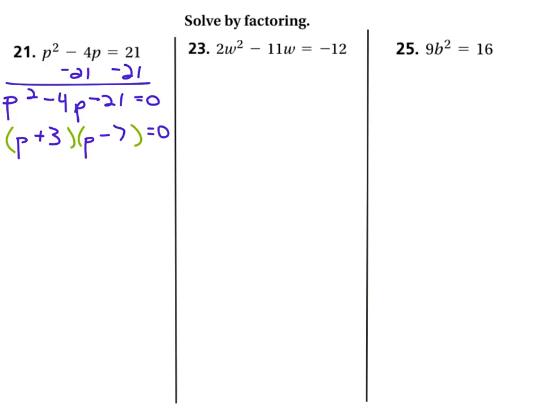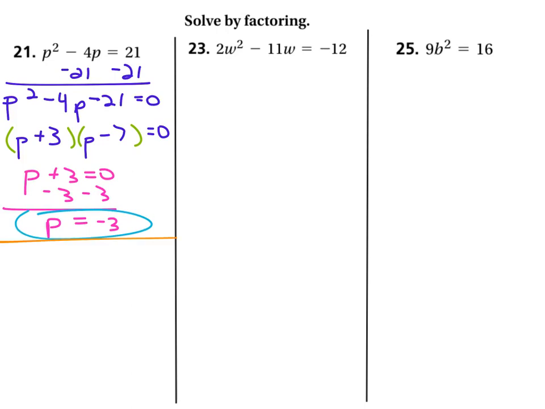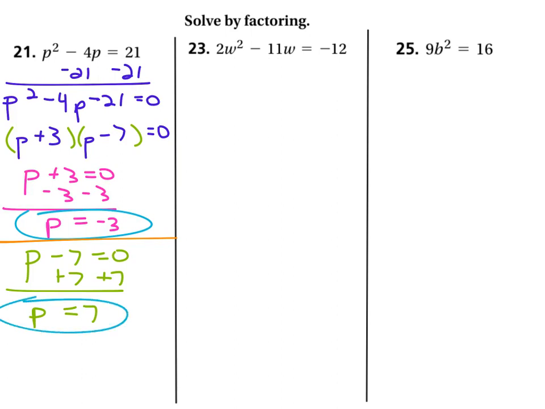So now we've got either p plus 3 equaling 0, which means p would have to be negative 3 in order to set that expression equal to 0. Or we could have p minus 7 being the thing that was equal to 0, and then plus 7, plus 7, p equals 7. That is the other value of p that will result in 0 for this expression.